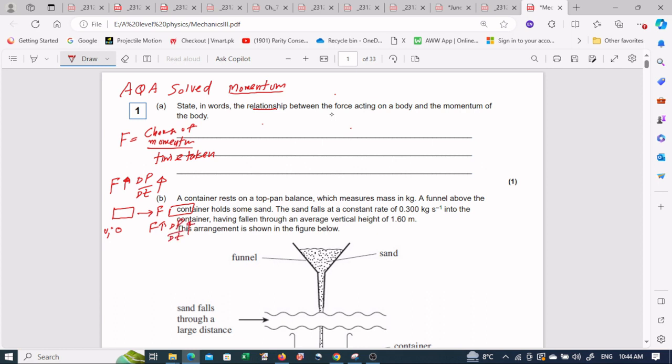Now the simple relation is: the force acting on a body is directly proportional to the rate of change of momentum of the body.